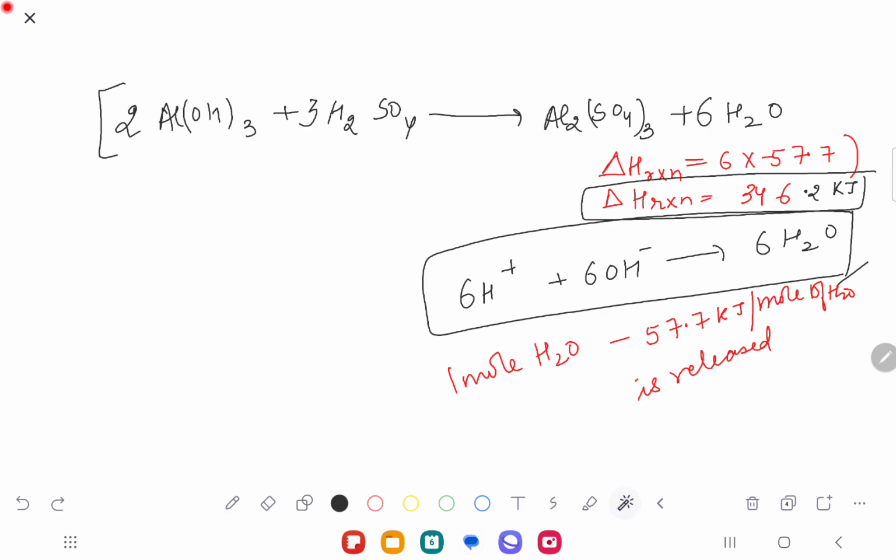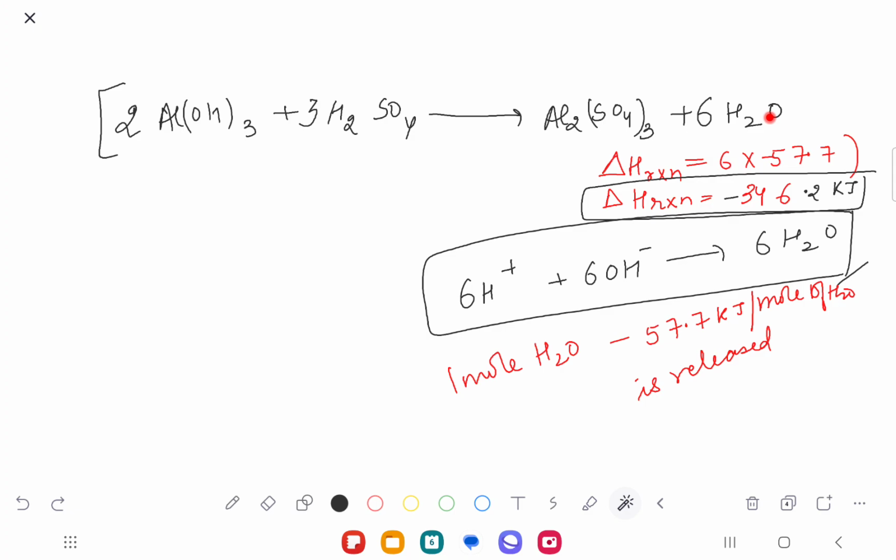So the amount of heat released during the neutralization reaction is actually what? You tell me. It is going to be 6 times H2O, right? It is dependent upon the amount of water formed during a neutralization reaction. Understood or not? All right. So this is how we do the neutralization reaction energy calculations.